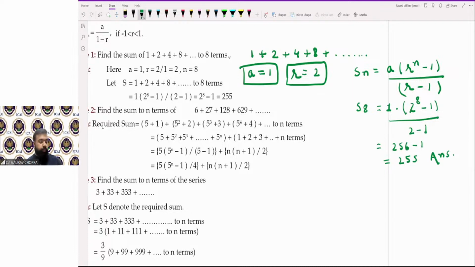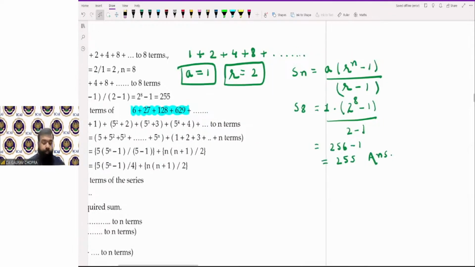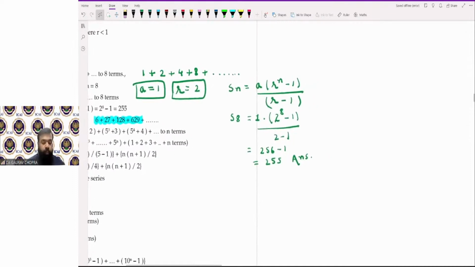All right. So Anuj has given the correct answer. 255 is your final result. All right. Then the second one. Let's move on to example number 2. Find the sum of n terms. Now this time again you have to calculate the sum, but the sum is of n terms. So let's write the question here.